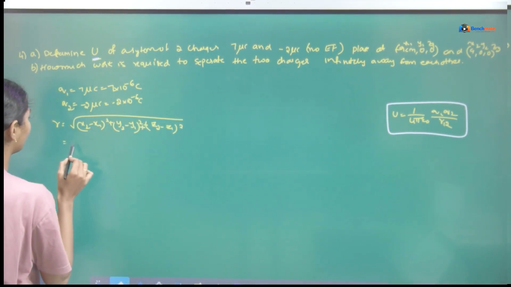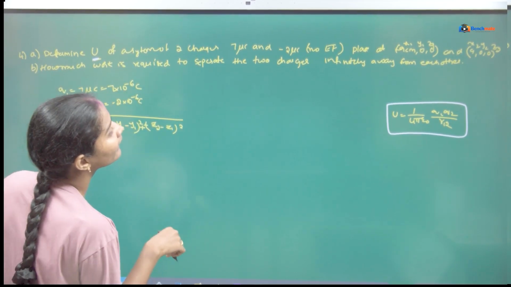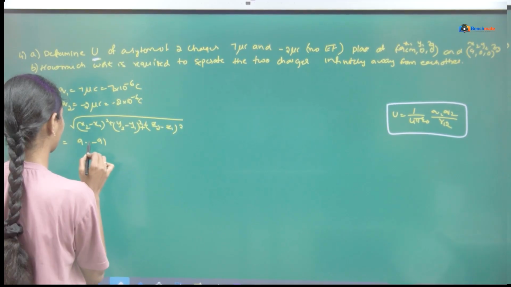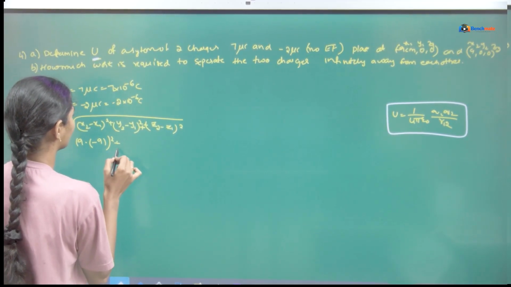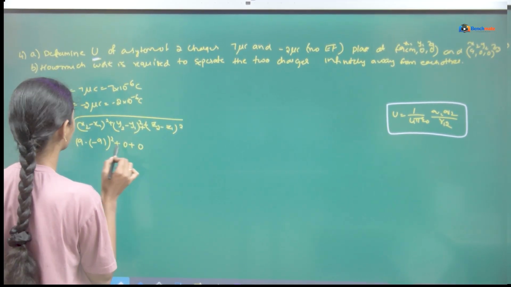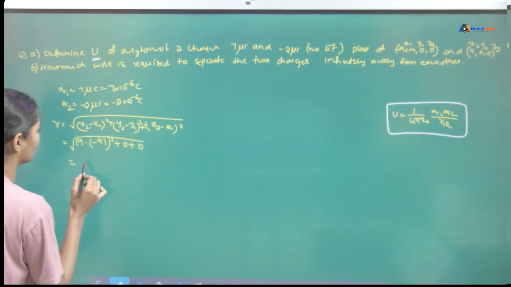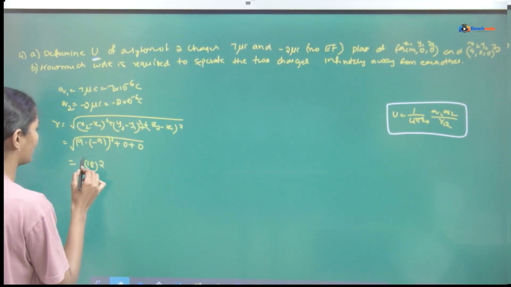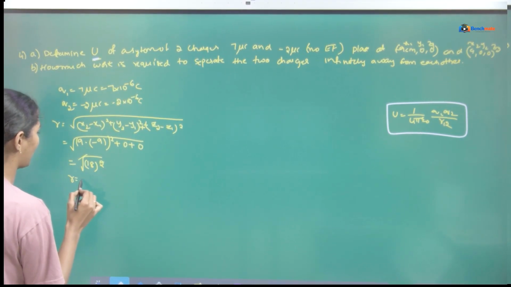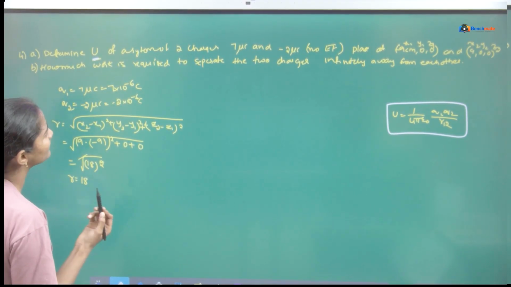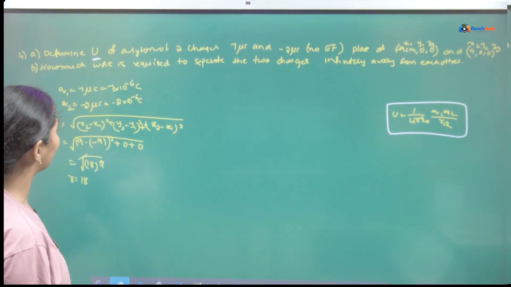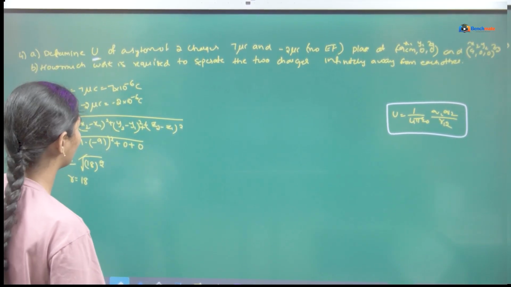So x2 value 9 minus x1 value is minus 9, so whole square. Here 0 minus 0 is 0, and 0 minus 0 is 0. So 9 plus 9, 18, whole square under root gets cancelled. R equals 18 centimeter. The SI unit should be meter. Next, I can calculate the U value now.